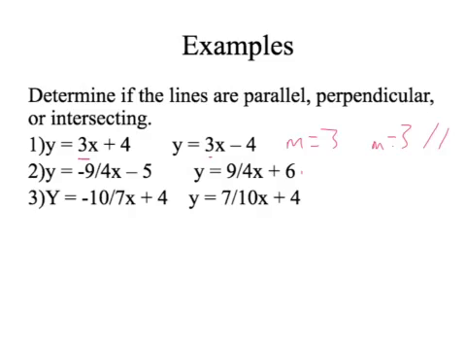Number 2, let's look for our slopes. The first one is the number with x, so negative 9 over 4. The second line has a slope of just 9 over 4. Right, so they're definitely not exactly the same, so they cannot be parallel. So let's see if they can be perpendicular. There's two things you have to have. One of them has to be negative, one has to be positive, which we do have. This one's negative, this one's positive. But the other thing that has to happen is that one of them has to be flipped. If you look at them, this is 9 over 4, this is 9 over 4. So therefore they are not parallel, not perpendicular, they are just intersecting.